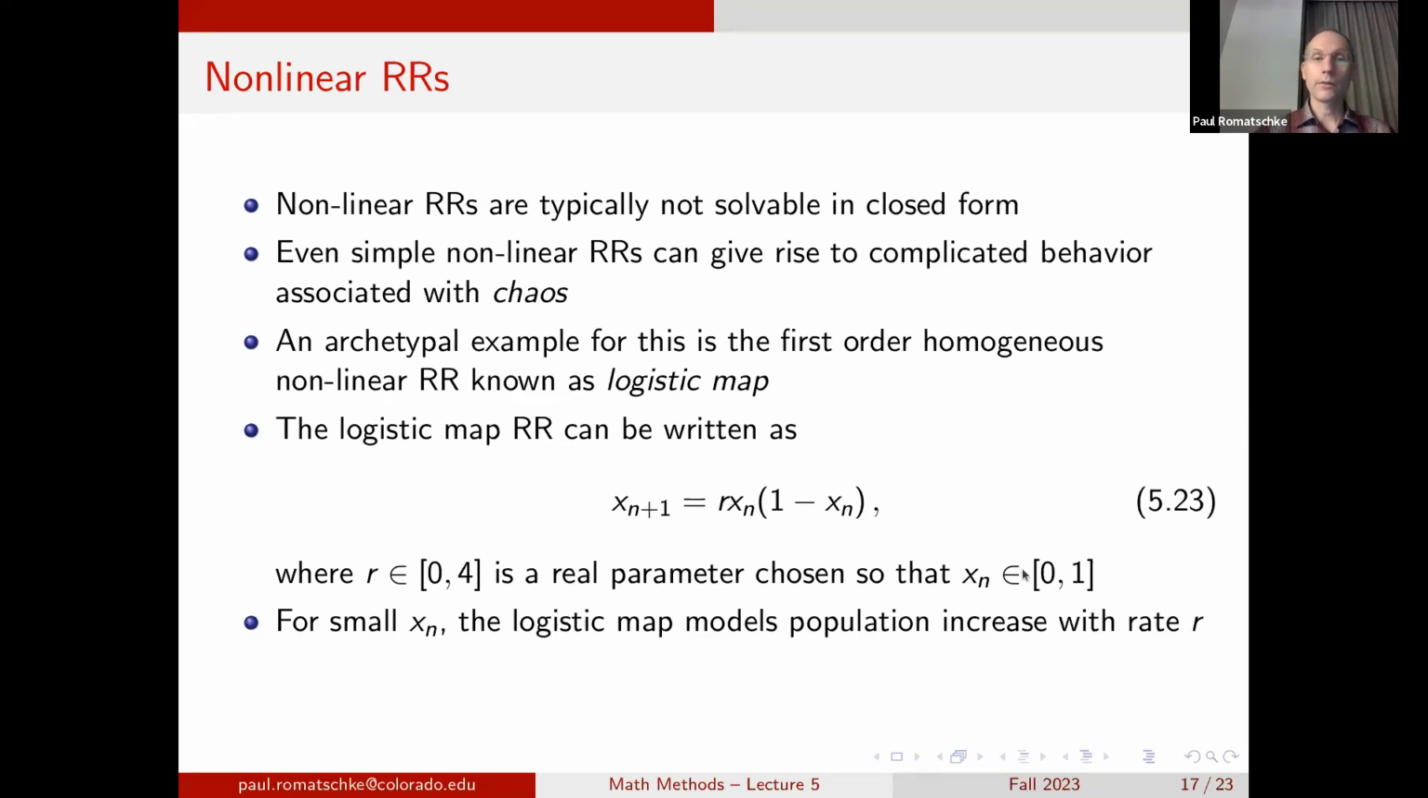For a small value of x_n, we can neglect the quadratic term, and then the logistic map models a population increase with rate r, whereas if x_n becomes close to unity, then the map models population decrease, for instance through starvation in a system that's limited by a certain amount of nutrients, such as in bacteria.